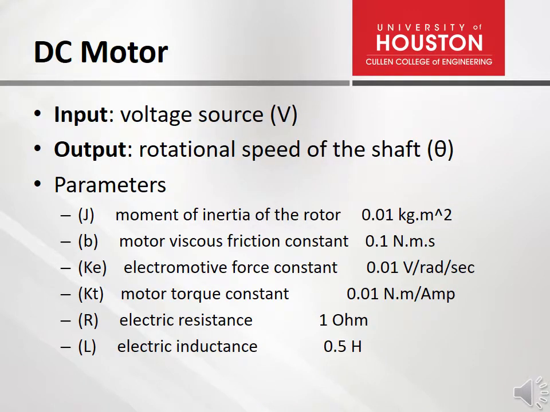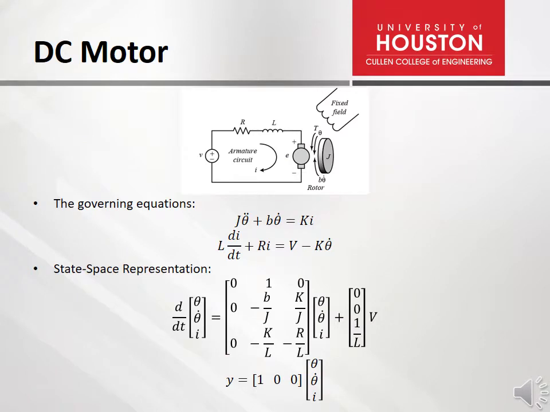For the armature-controlled DC motor position control, the transfer function of the system is derived between the angular position at the output and the applied voltage to the armature of the DC motor as the input. And here are some parameters we will use in this application. The electric equivalent circuit of the armature and the free body diagram of the rotor are shown in the figure. From the figure, we can derive the following governing equations based on Newton's second law and Kirchhoff's voltage law.